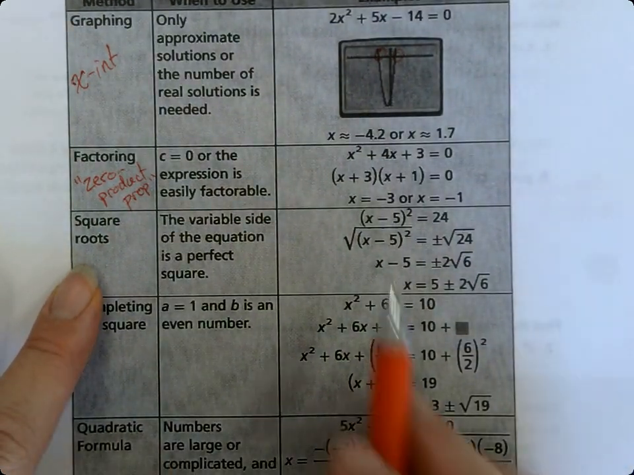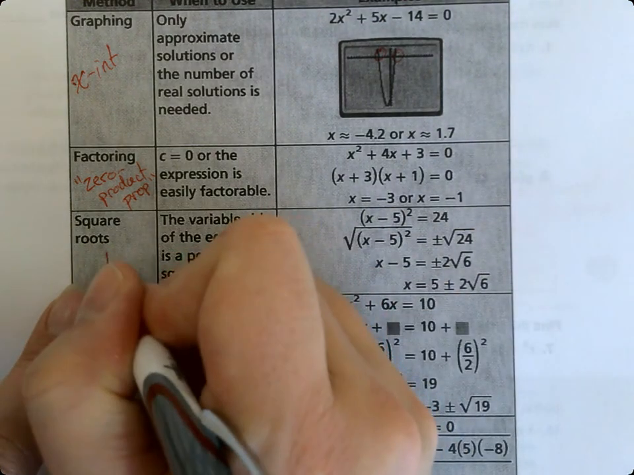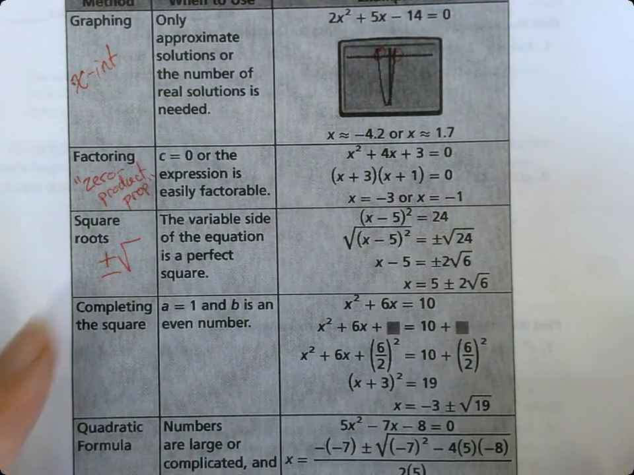Solving using square roots will only work if you have x squared or a quantity squared. You want to break down your roots. Don't forget the plus or minus that goes with your square root.